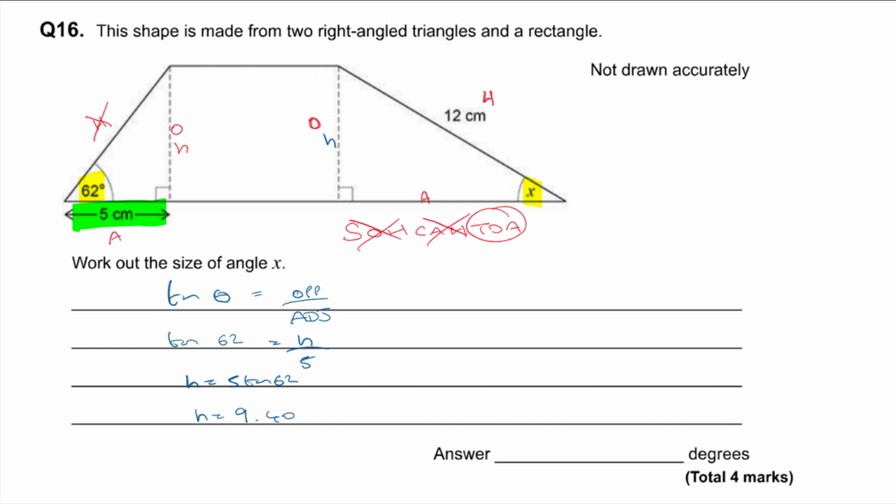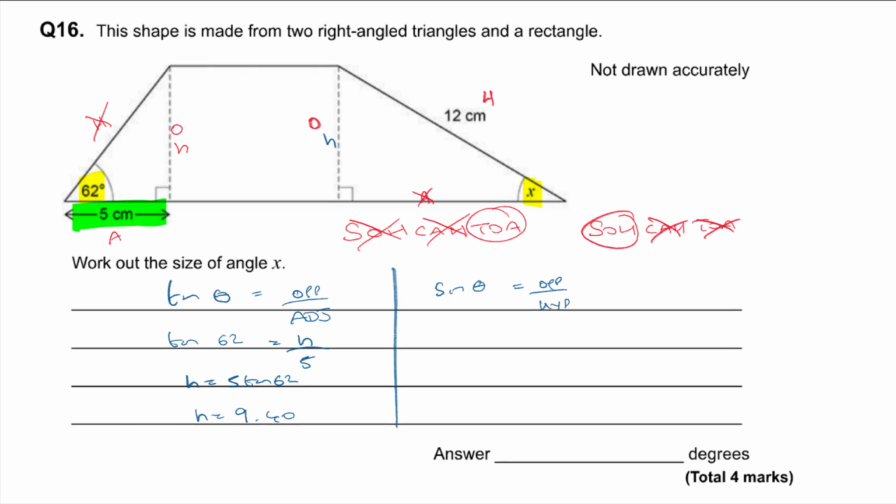So this time, if I write down SOHCAHTOA, it's the adjacent I don't really care very much about. I know the opposite, I know the hypotenuse, I don't know the adjacent. So all the ones with the adjacent in I don't want. So I don't want CA and I don't want TOA, I want SOH this time. So in the second triangle I'm going to be using sine. So sine theta is equal to opposite over hypotenuse.